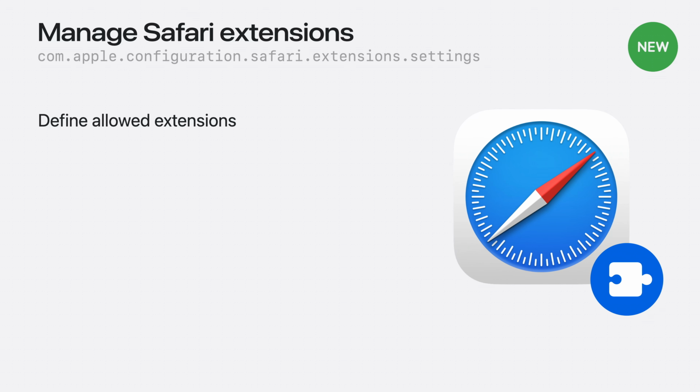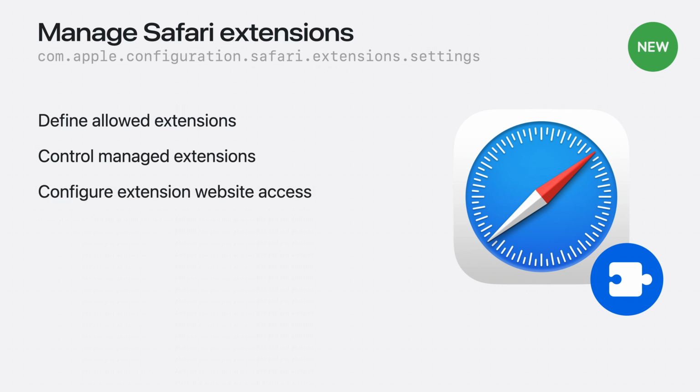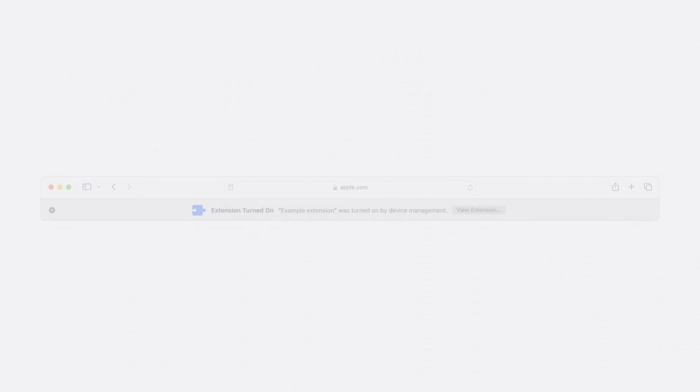With the new Safari extension configuration, you can define which extensions are allowed, giving users the ability to turn them on or off, control whether an extension is always on or always off, letting IT admins choose what's needed for their fleet, configure extension website access by domain and subdomain, and all of this works with Safari private browsing. And of course, Safari provides users with a visual indication as to which extensions are managed.